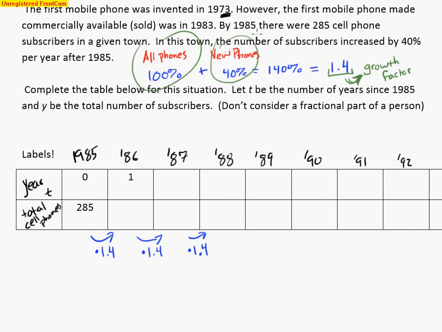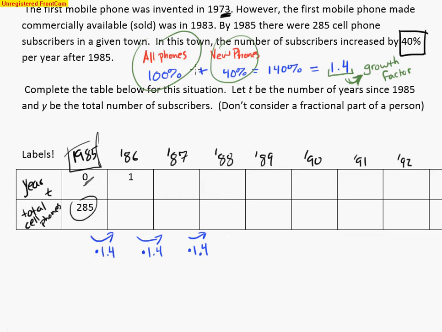By 1985, there were 285 cell phone subscribers in this town. So in our town, we have 285, and we'll count that as year zero, and that is 1985. Then in this town, the number of subscribers increases by 40% every year after 1985. So we're going to complete the table below. Let T be the years since 1985 and Y be the total number of subscribers.